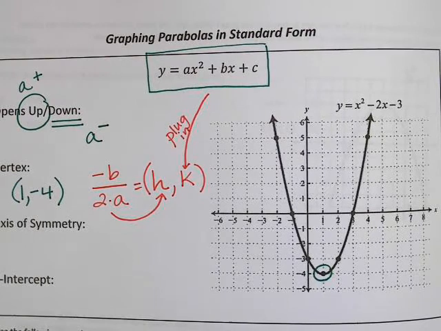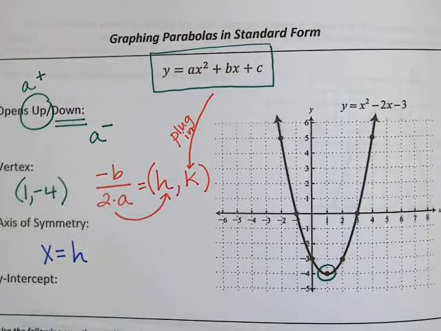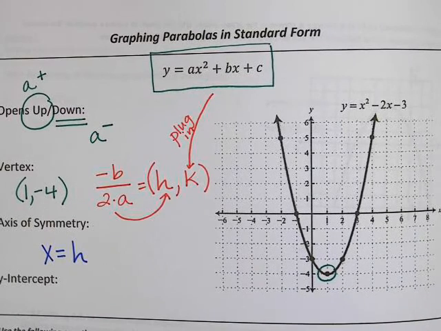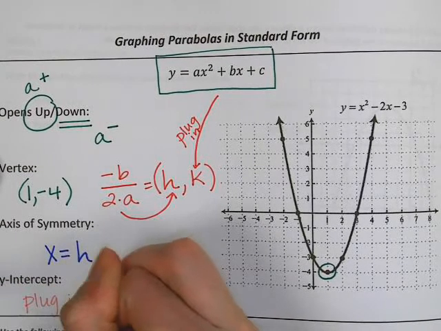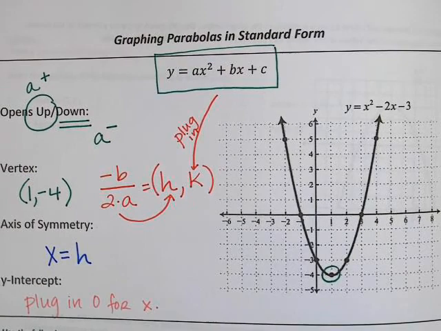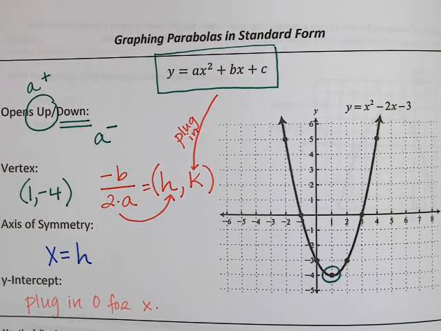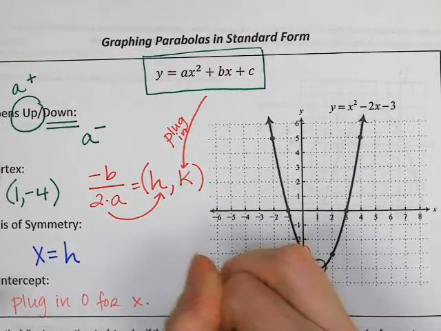The line of symmetry we talked about already is still x equals h. And the y-intercept, same thing. You plug in 0 for x, and that will get you the y-intercept. On this one, the y-intercept is negative 3.